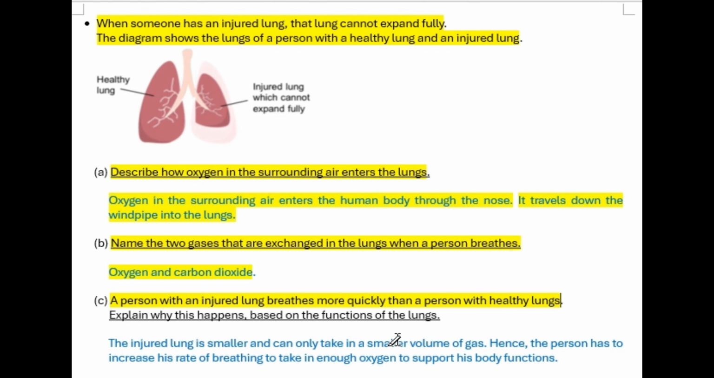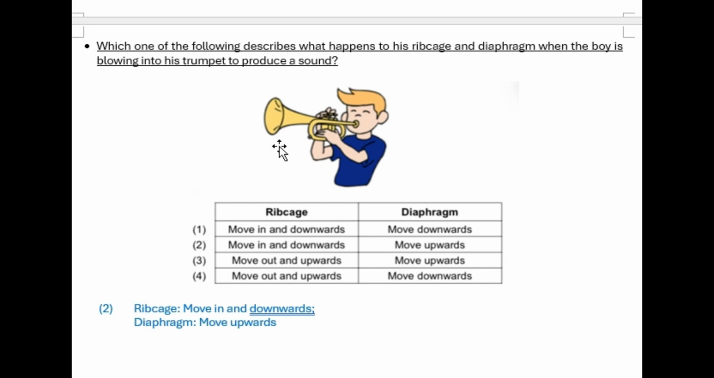C. A person with an injured lung breathes more quickly than a person with healthy lungs. Explain why this happens, based on the functions of the lungs. The injured lung is smaller and can only take in a smaller volume of gas. Hence, the person has to increase his rate of breathing to take in enough oxygen to support his body functions.